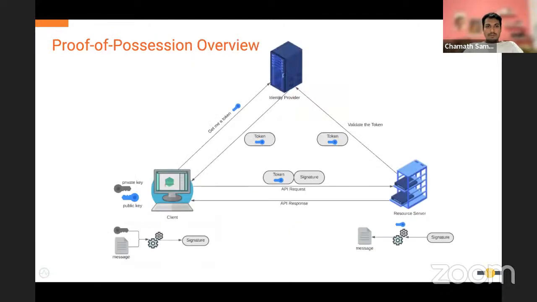Alright, so this is the proof of possession flow overview. The client would have a private key and a public key. First, the client would request a token from the identity provider. In that request, the client should send something of itself, like the public key. And the identity provider would bind that public key into the token and send it back to the client.